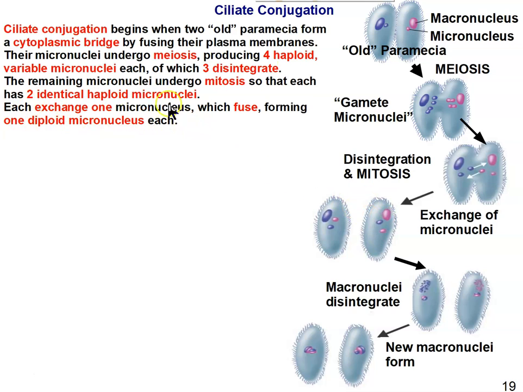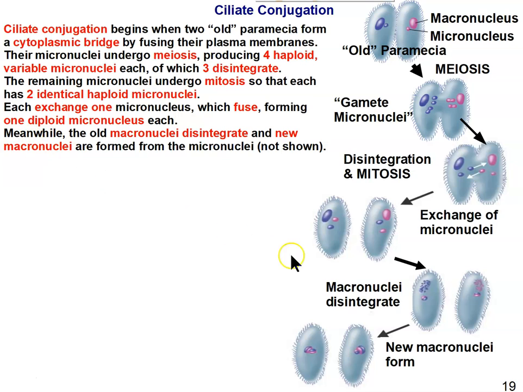And by the way, I didn't mention what haploid means here. Haploid means half the number of chromosomes, and diploid means the full number of chromosomes. So these micronuclei, after they undergo meiosis, only have half the number of chromosomes. Before they fuse together, they still have half the number of chromosomes. But once they fuse, that returns the number of chromosomes to the full number that are supposed to be in this species.